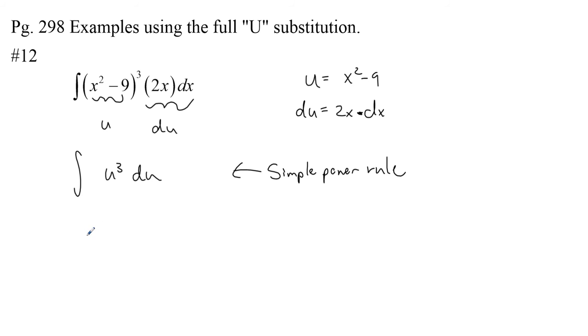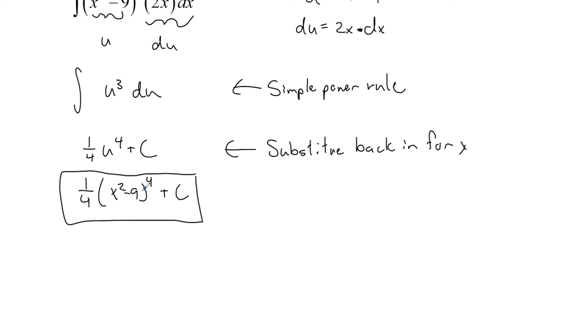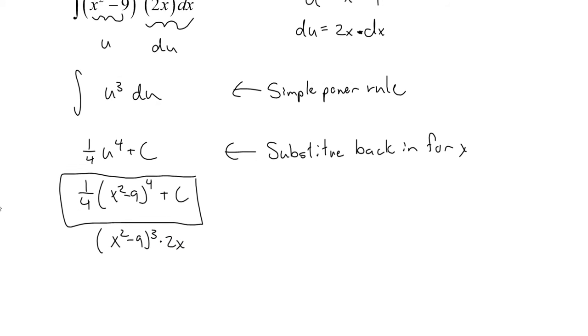Doing the integration, it is 1/4 u to the fourth, plus some constant c, and then I substitute back in for x. That will give me 1/4 times (x squared minus 9) to the fourth plus some constant c. This is our final answer for this integral. You can see very easily that if I take the derivative of this, I bring the 4 down, 4 times 1/4 cancels, and then it'll be (x squared minus 9) to the third times 2x, which is what I have up there.